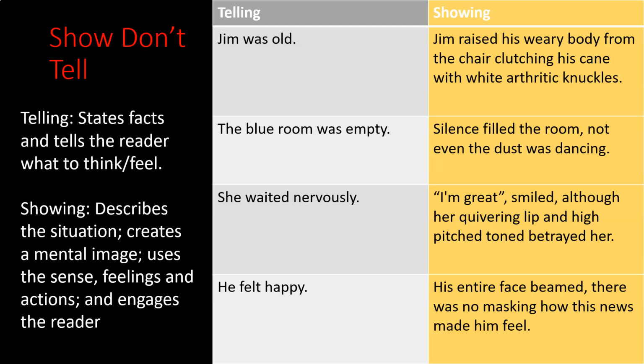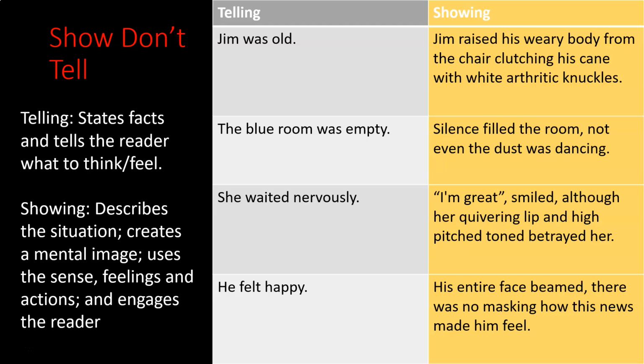And finally, he felt happy. His entire face beamed. There was no masking how this news made him feel. Here we have that feeling, that empathy of someone who's overcome with joy, and it speaks to us within ourselves. Saying he felt happy doesn't really give us much, but I'm sure we all have memories of when we've seen someone or when we felt this way, not being able to hold back our excitement, and it really helps us to connect with this character.